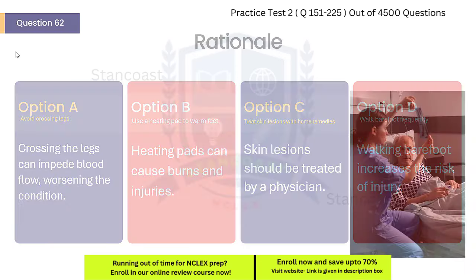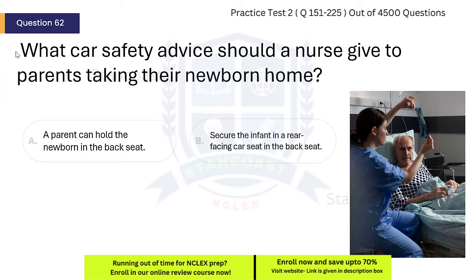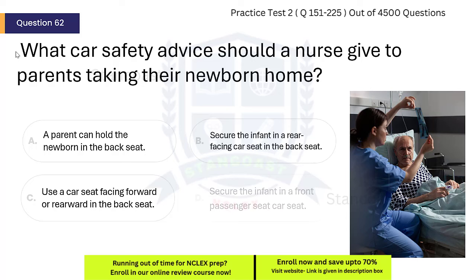injury. Next question. What car safety advice should a nurse give to parents taking their newborn home? A. A parent can hold the newborn in the back seat. B. Secure the infant in a rear-facing car seat in the back seat. C. Use a car seat facing forward or rearward in the back seat. D. Secure the infant in a front passenger seat car seat. Think about the safest way to transport a newborn.